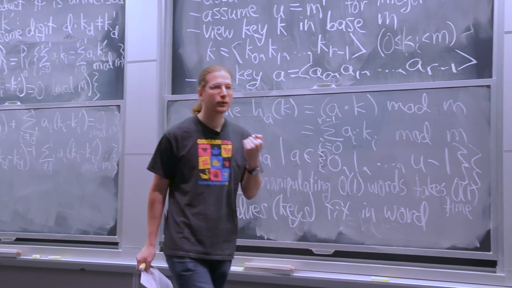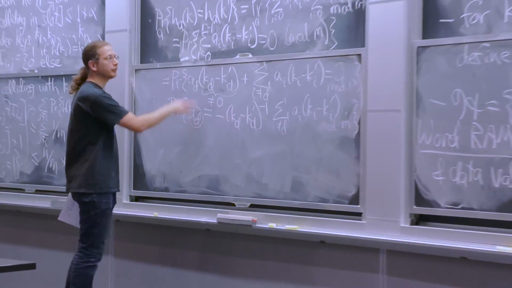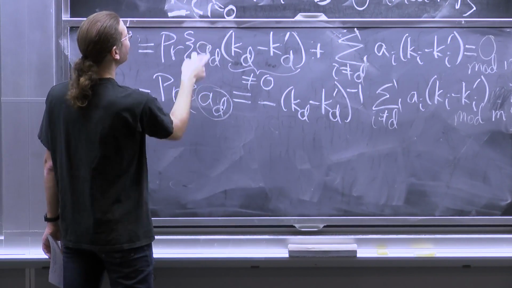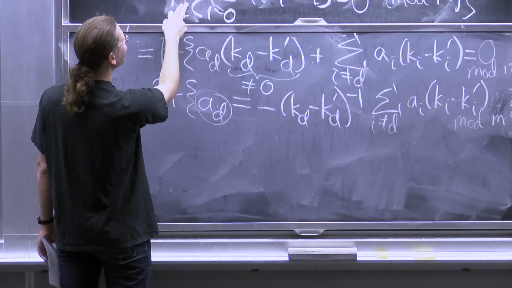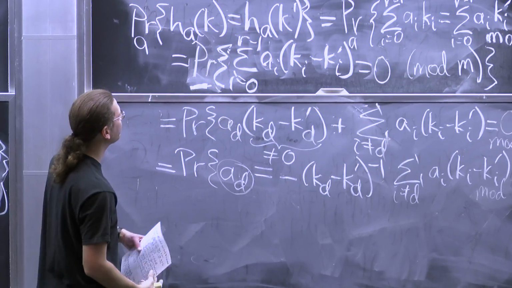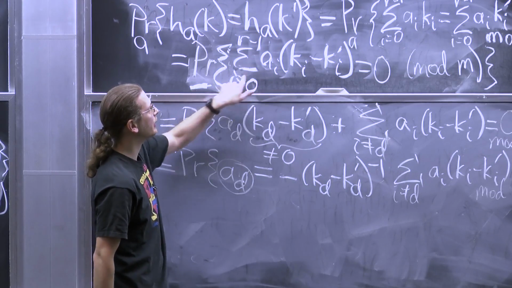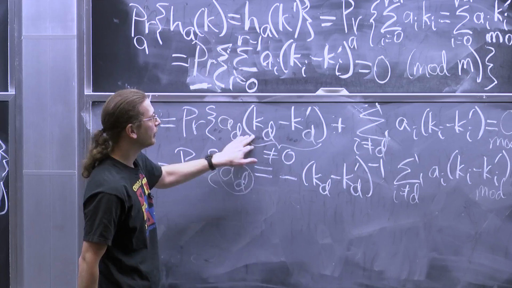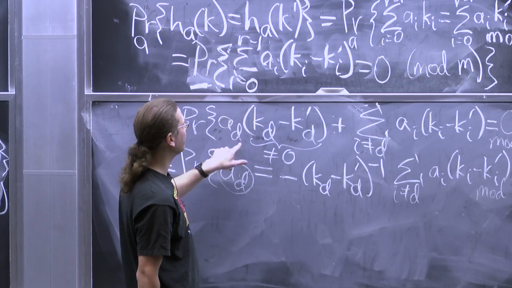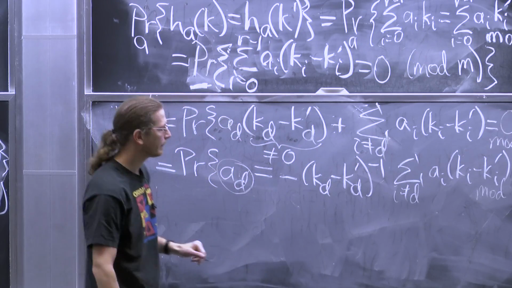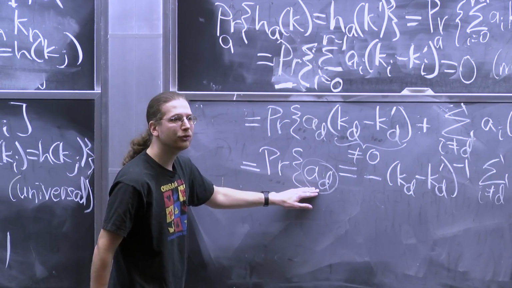Sorry, is the second line over there isolated? Second from the top. No, the one below that. Is that line isolating D? No, I haven't isolated D yet. This is all the terms. And then going from this line to this one, I'm just pulling out the I equals D term, and then separating out the I not equal to D. This sum is just the same as that sum, but I've done the D term explicitly. Okay, so I've done all this rewriting because I know that AD is chosen uniformly at random.